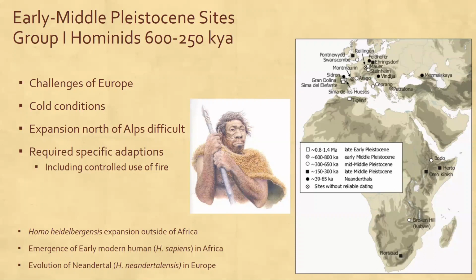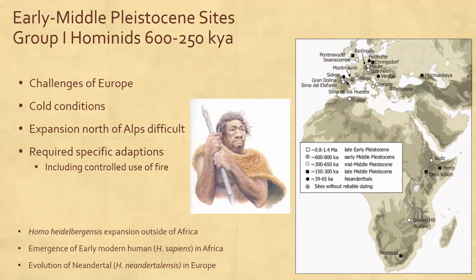Expansion north of the Alps was particularly difficult at this time. We just didn't have the technological, cognitive, cultural capabilities that we would later have to be suited to the colder temperatures north of the Alps in Central and Northern Europe. This requires very specific adaptations. In particular, it includes the controlled use of fire.